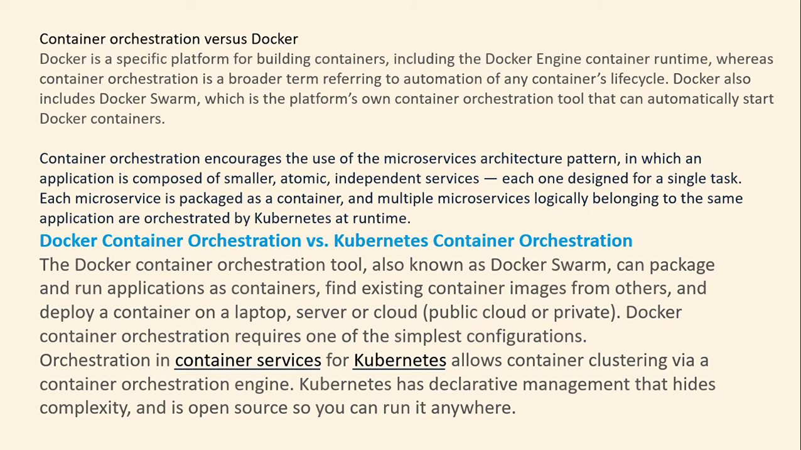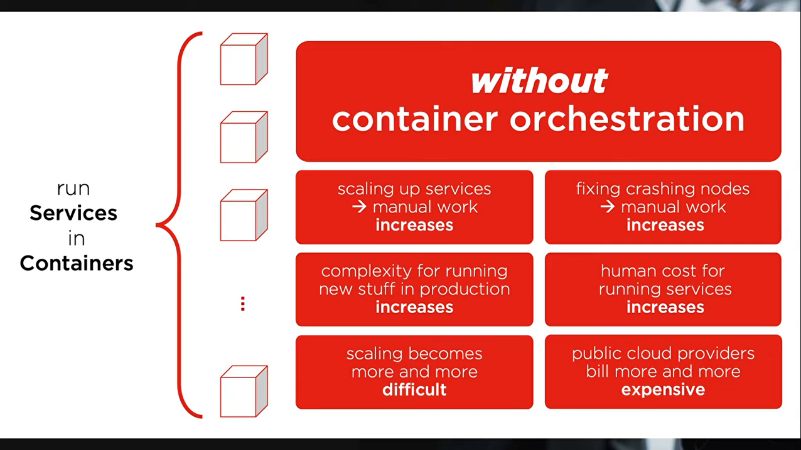So, Docker container orchestration versus Kubernetes container orchestration. What is the difference? The Docker container orchestration tool, also known as Docker Swarm, can package and run applications as containers, find existing container images from others, and deploy a container on a laptop, servers, or cloud. Docker container orchestration requires one of the simplest configurations. Orchestration in container service for Kubernetes allows container clustering via a container orchestration engine. Kubernetes has declarative management that hides complexity and is open source, so you can run it anywhere.